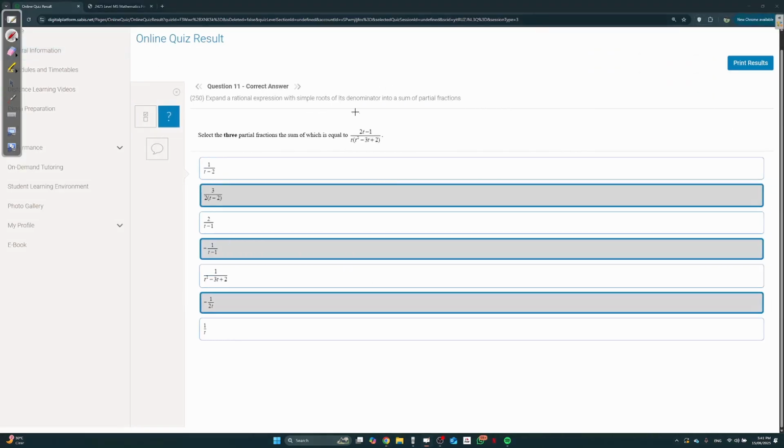Okay, for number 11, same thing. At this point, I think if you're this far into the recording and you've been watching the whole time, you've gotten used to splitting into partial fractions. So I think you should try and attempt this yourself if you've been watching the whole way. If not, here is the explanation.